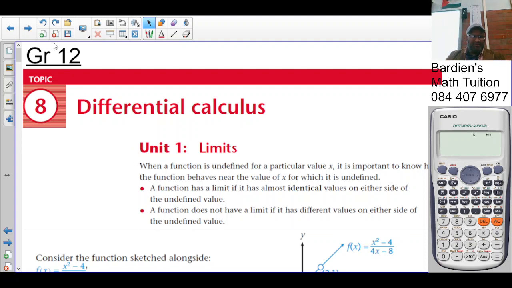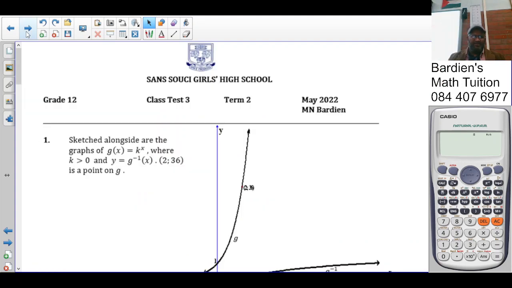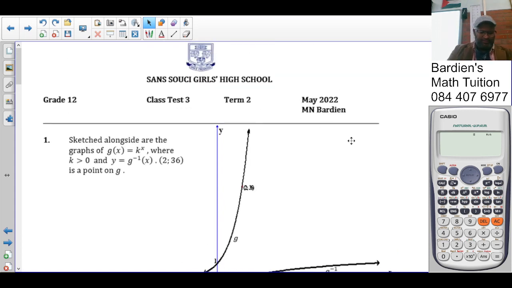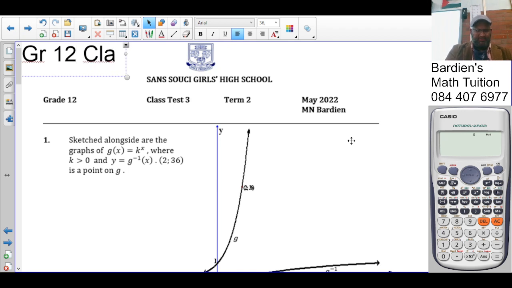Before we go into our topic on calculus, differential calculus, we're just going to wrap up the class test 3 that you wrote the day before yesterday. In yesterday's lesson we went through our cycle test 2 of this year, which is 2022. Just right here, class test 3 term 2.